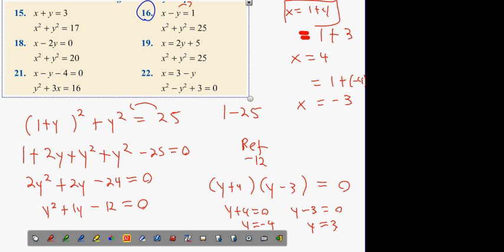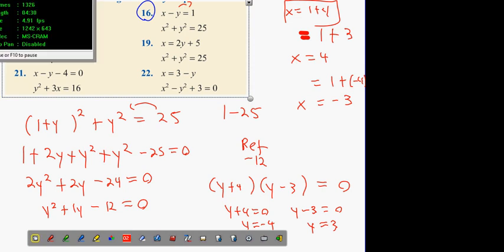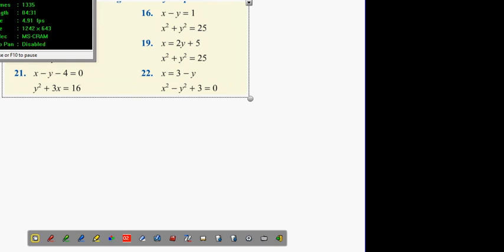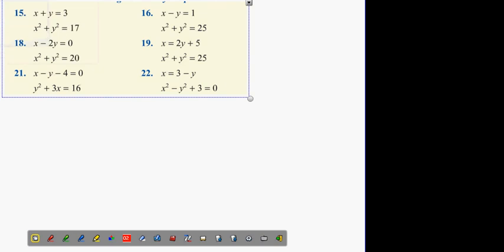Okay guys, so that is number 18. Now guys, 18, okay? You have a choice which letter you want to get on its own. If I bring the 2y over to your side, you're going to get x equals 2y. Now here's the problem, right? That one's done. It's easy for you, isn't it? Now what if you wanted to get y on its own? You'd have to divide down the 2.